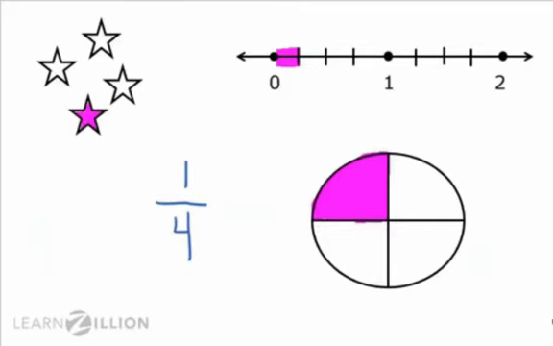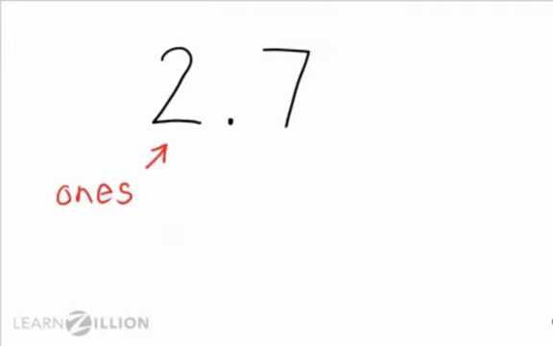You know that fractions can be shown as part of a whole or part of a set and represent a value between 0 and 1. Each one of these fraction models shows the fraction 1/4. You also know that when you see the value 2.7, the 2 represents how many ones there are, or how many wholes there are when you're talking about a fraction. And the digit to the right of the decimal point stands for part of the whole, or tenths.